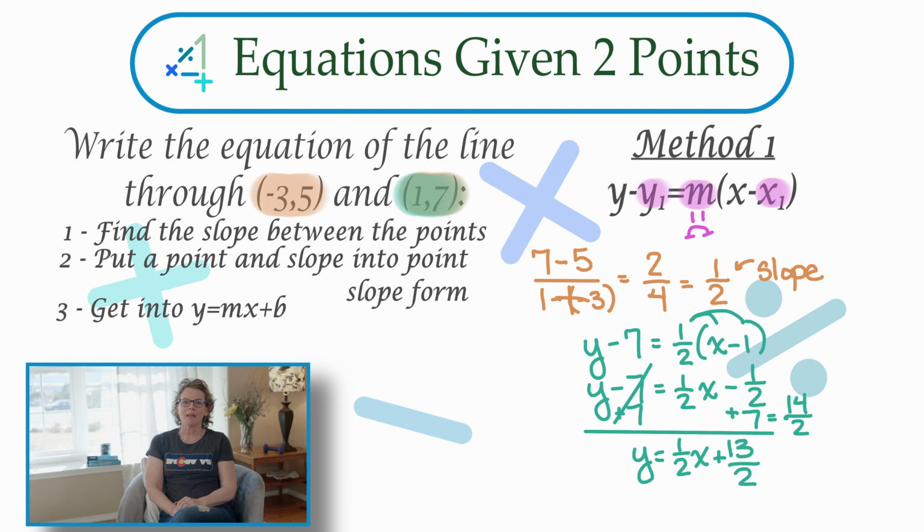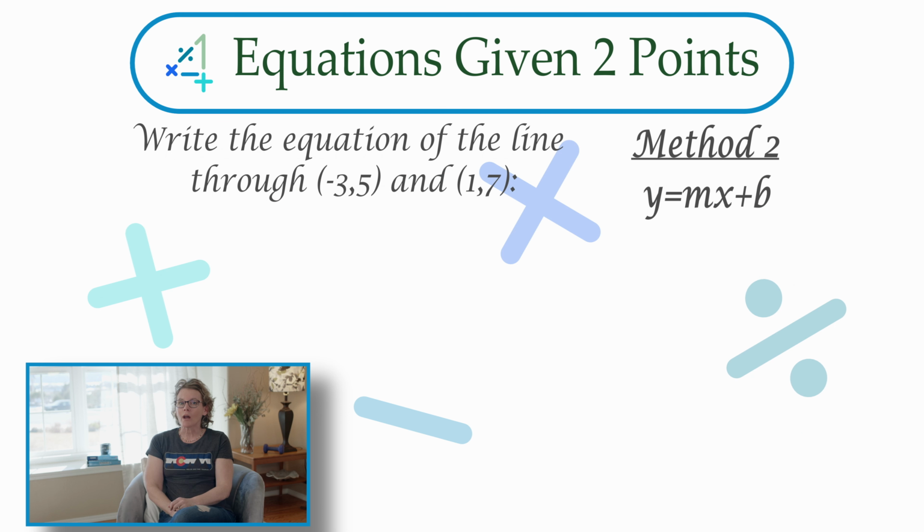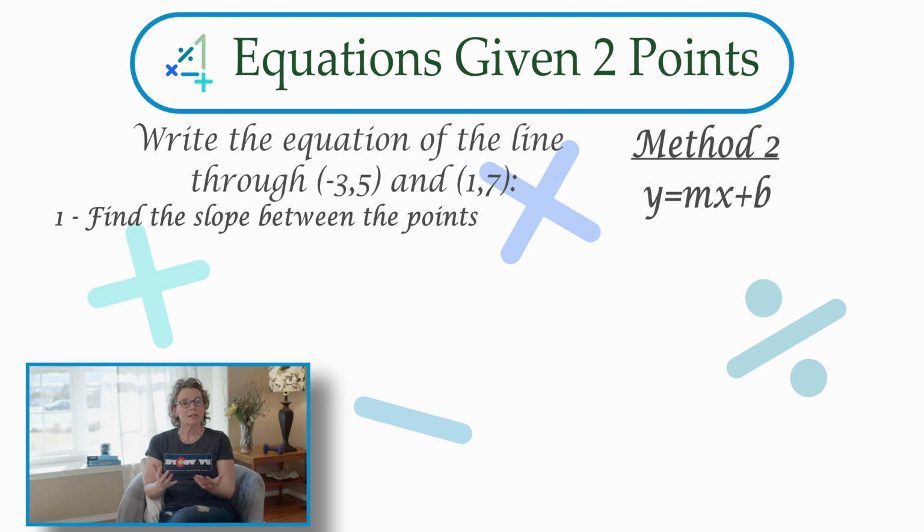That point-slope method is one way to solve these. Let's go over the more advanced way to solve the same equation. Our first step is the same as the other method. We need that slope. Well, we know it's 1/2.